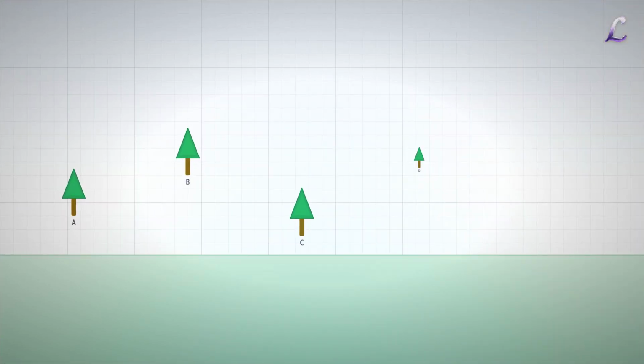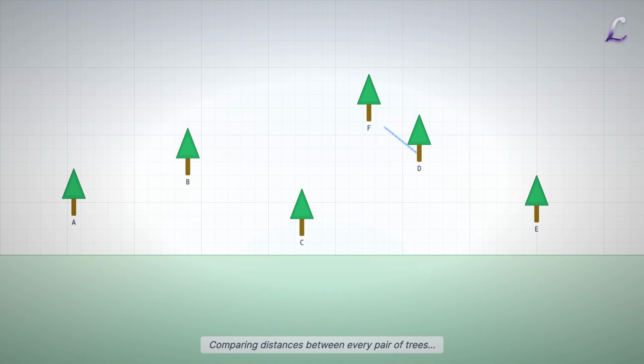Imagine a child standing in a park. You point to a forest and ask, which two trees are furthest apart? The child scans the trees. She measures the distance between pair A and B, then A and C. She holds these comparisons in memory, finds the maximum, and points.